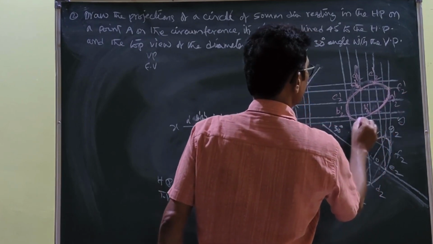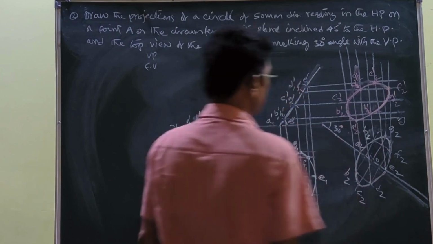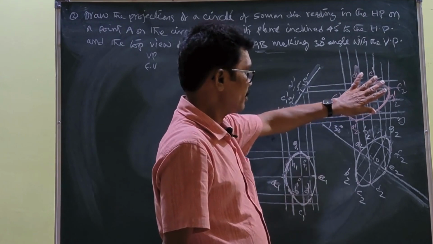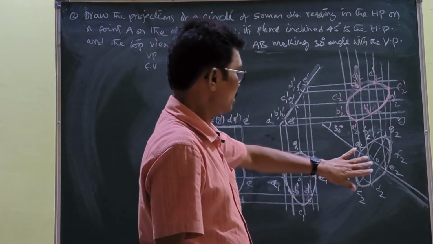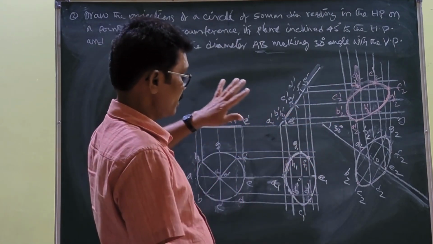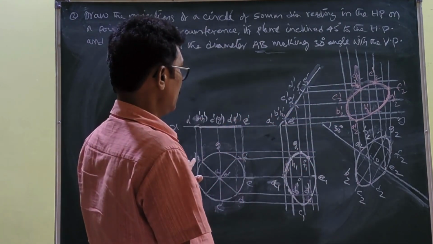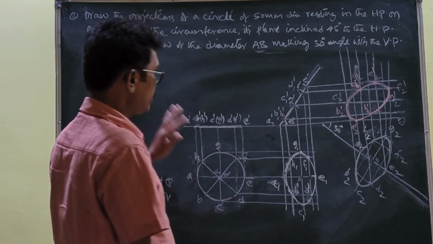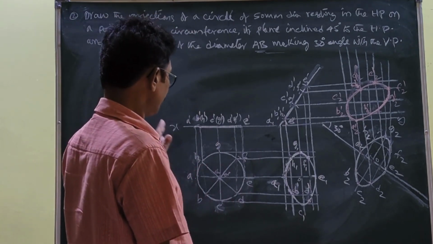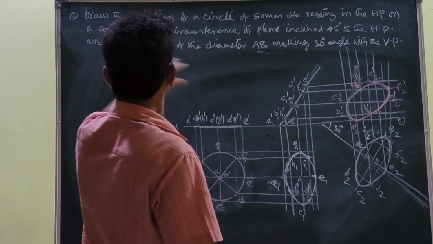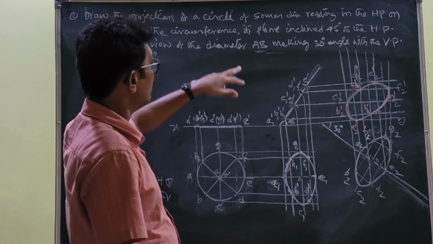Then you can join these points in a curve, so that you can get this is the top view. So therefore, this is the front view and this is the top view. When the circle on HP and A is resting in the HP on a point A on circumference.